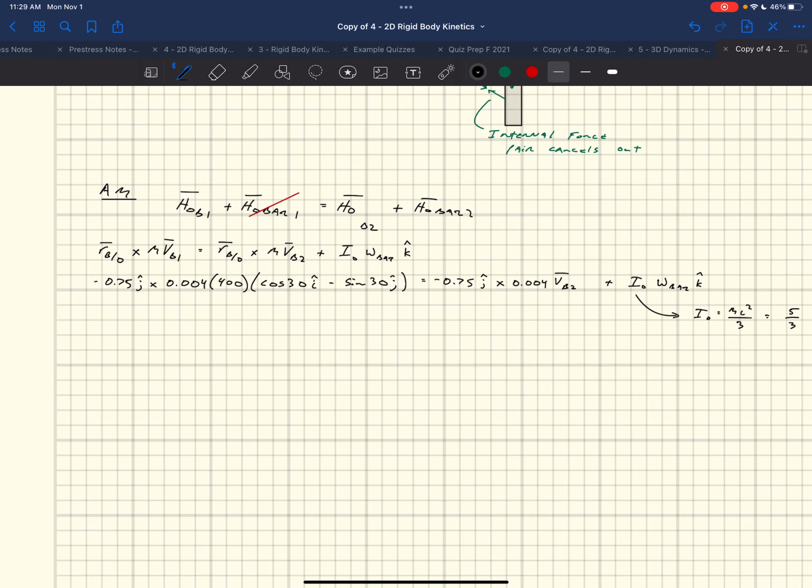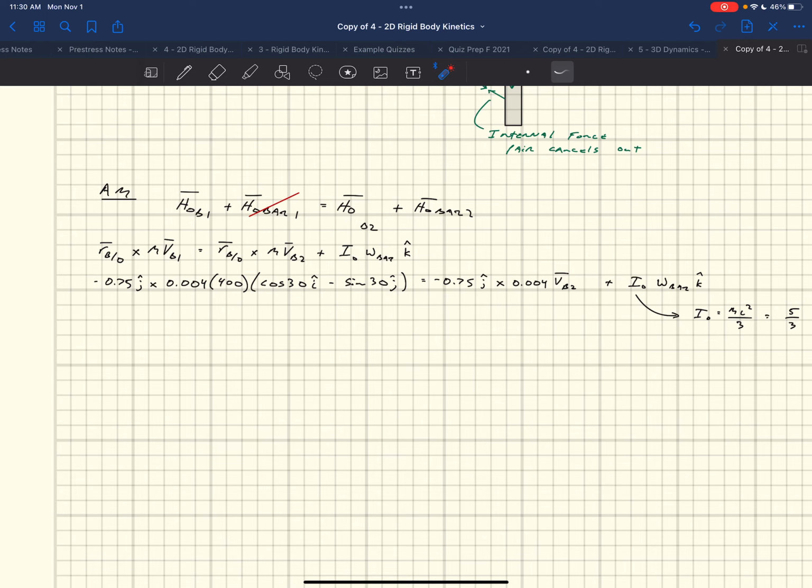Okay, so there's our equation, right? We have to solve it, because what I'm after is this omega bar. The problem statement says, what is omega after the collision? So I'm after this omega bar. And I know all this stuff, but I've got two unknowns: VB2 and omega bar. And so that's where kinematics come in. I have to tie them together.